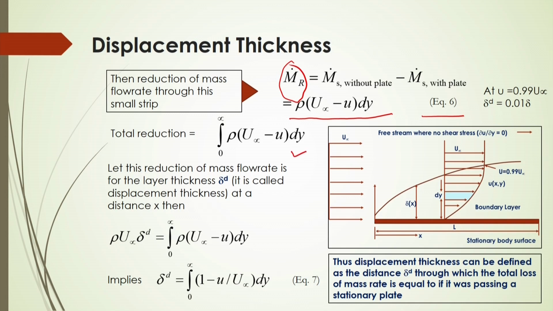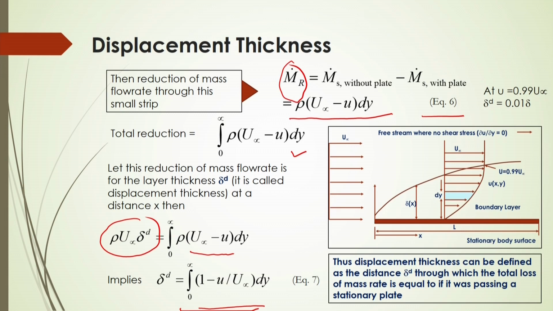Now, if we consider the reduction of mass flow rate due to placing this stationary body surface in the flow, and it happens for a layer thickness of delta d, which is called the displacement thickness at a distance of x, then we can write rho u infinity into delta d will be equal to the integral from 0 to infinity of rho into (u infinity minus u) dy, which implies delta d, the displacement thickness, will be equal to the integral from 0 to infinity of (1 minus u by u infinity) dy. So, this is your displacement thickness.